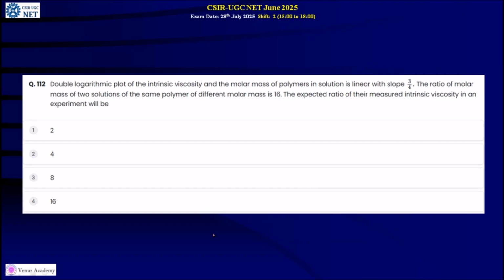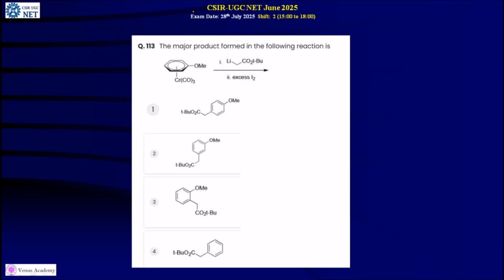Question number 112. The double logarithmic plot of the intrinsic viscosity and the molar mass of polymers in solution is linear with slope 3/4. The ratio of molar mass of two samples of the same polymer of different molar mass is 16. The expected ratio of their measured intrinsic viscosity in an experiment will be, option number 3 is the correct option, students. Next, the major product formed in the following reaction is, option number 4 is the correct option, students.